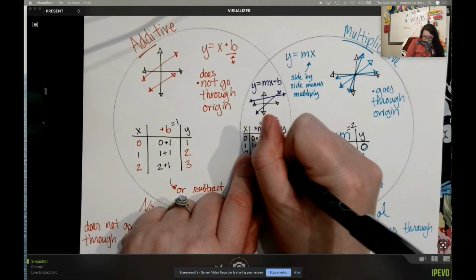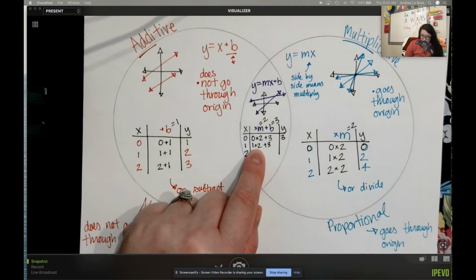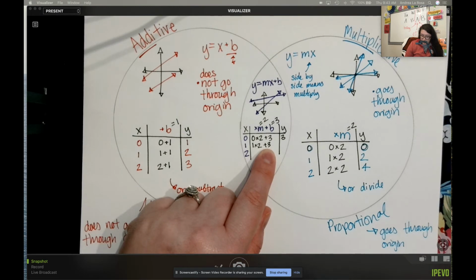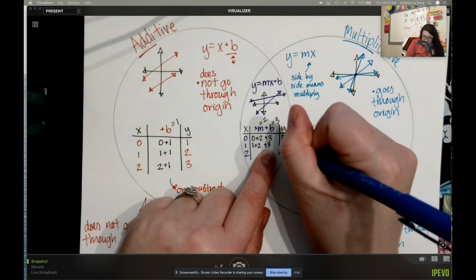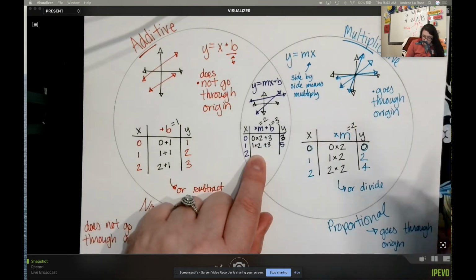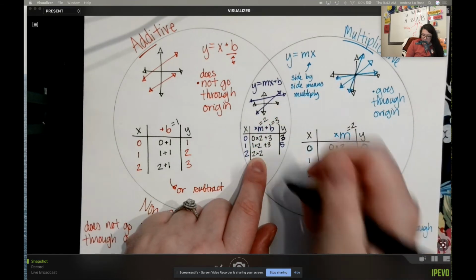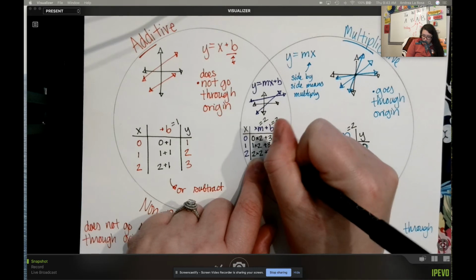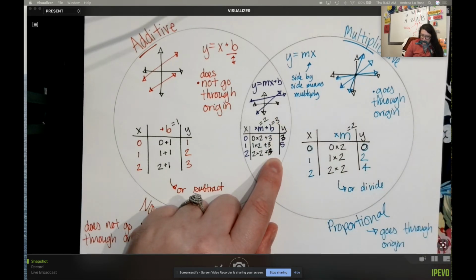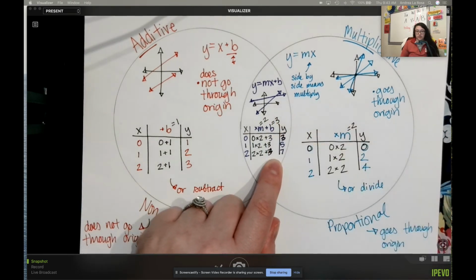Then I do 1 times 2, which is 2. 2 plus 3 is 5. And then the last one, I'm going to plug in 2. I'm going to take 2 times 2 and get 4. Well, 4 plus 3 is 7.